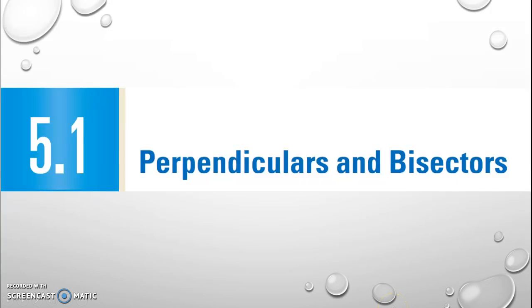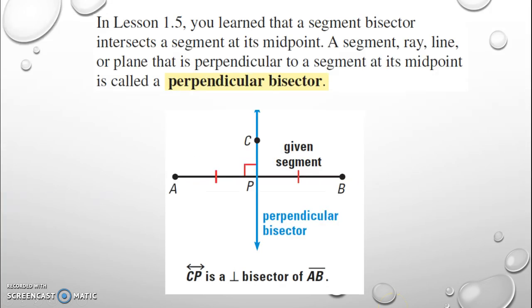Okay, so in chapter 5, we are going to talk about special segments in triangles. The first definition is perpendicular bisector. Perpendicular bisector has the meaning of it right in the word.